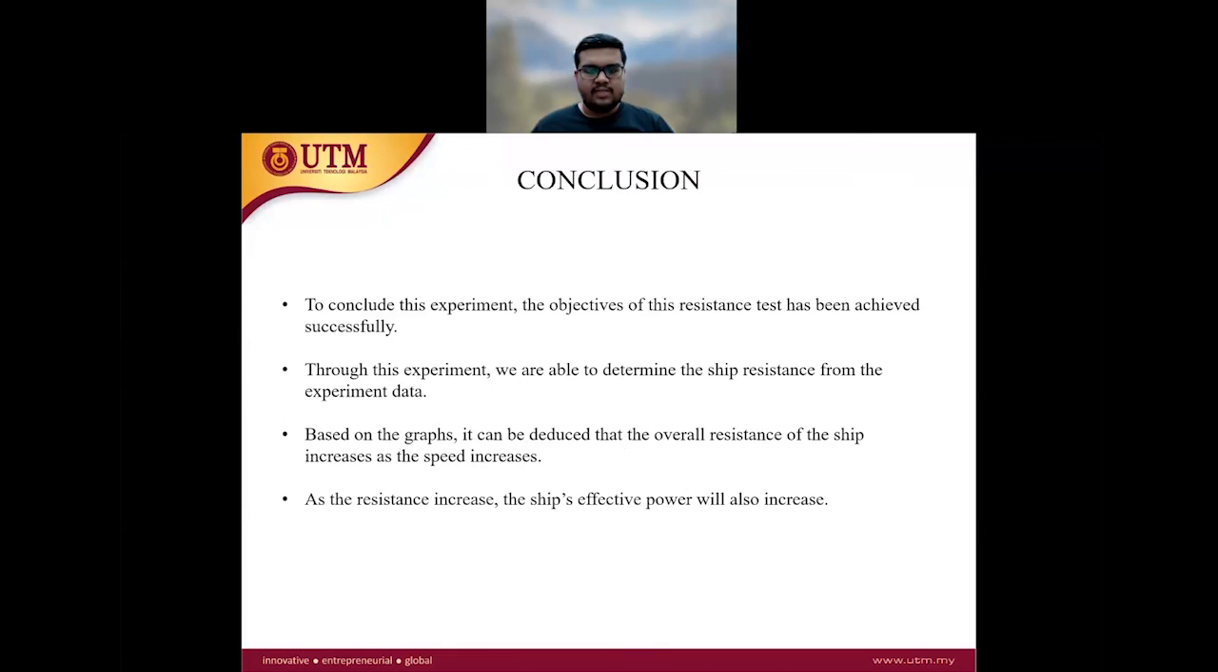To conclude this experiment, we can say that the objective of this experiment has been achieved. Through this experiment, we are able to find the ship resistance through calculation from the experiment data. From the graphs plotted, it can be deduced that the overall resistance increases as the speed of the ship increases. We can also see that when the resistance increases, the effective power of the ship will also increase.